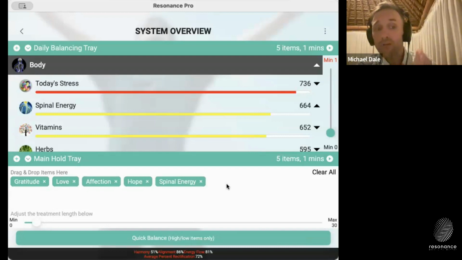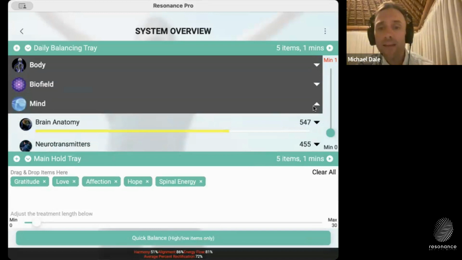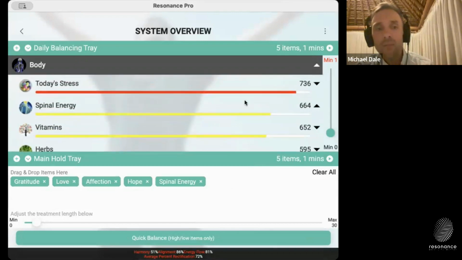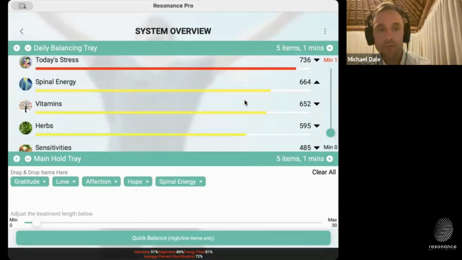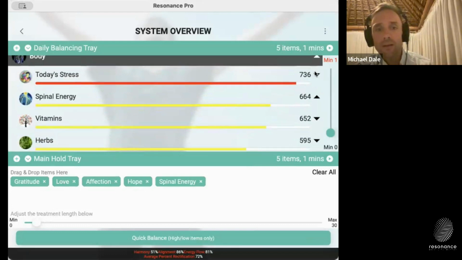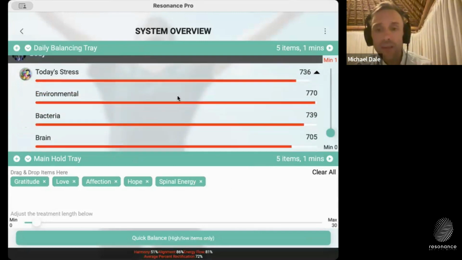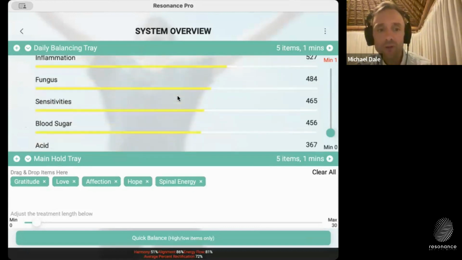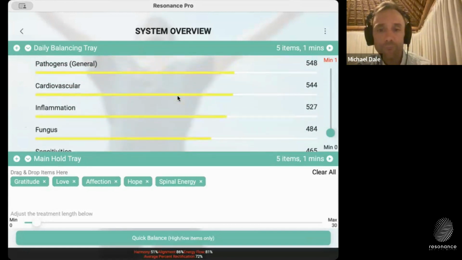So we've covered that, and then we've gone into the system overview, and we've looked at the three main categories: body, biofield, and mind. And then we've looked at the subcategories. We've learned that we can put an entire category into the daily balance tray or the main hold tray, or we can open up a subcategory and get a whole list of different biomarkers in there, and we can focus on a specific biomarker.